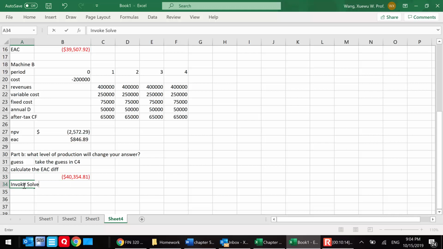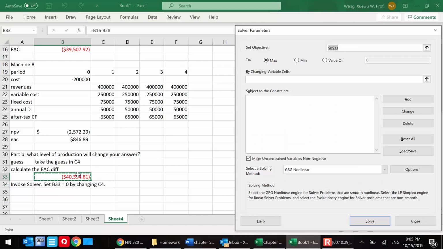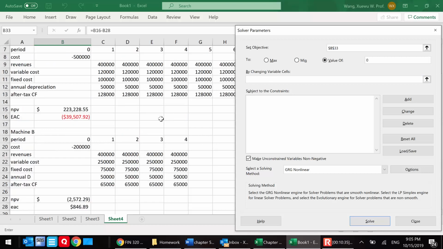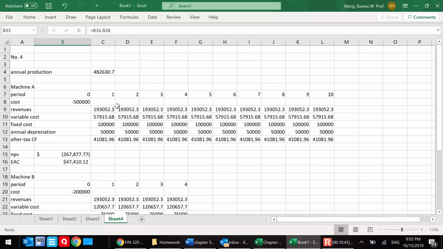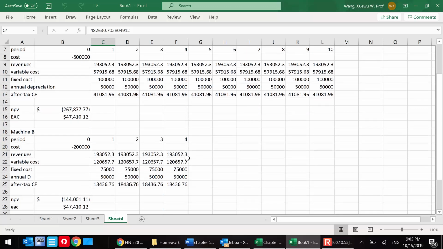So now I can invoke Solver. I can set the difference in the EAC, which is V33, equal to 0 by changing my guess, which is C4. Let's see whether Solver can produce the correct answer here. Go to Solver, and this is my objective cell. I want to make that 0. I want to do this by changing my guess. So let's click solve. It says I found a solution here. Your annual production should be 482,630.07. So you should do the rounding. And that is the answer you saw from your homework. I hope this is useful.